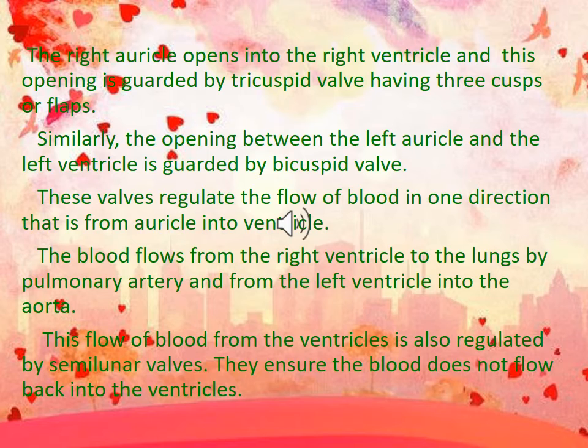Now the blood flows from the right ventricle to the lungs by the pulmonary artery and from the left ventricle into the aorta. This flow of blood from the ventricles is also regulated by a valve which looks like a crescent moon and that we call semilunar valves. These valves also ensure the blood does not flow back into the ventricles.